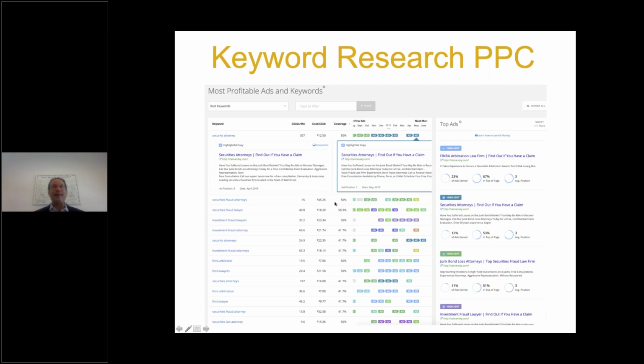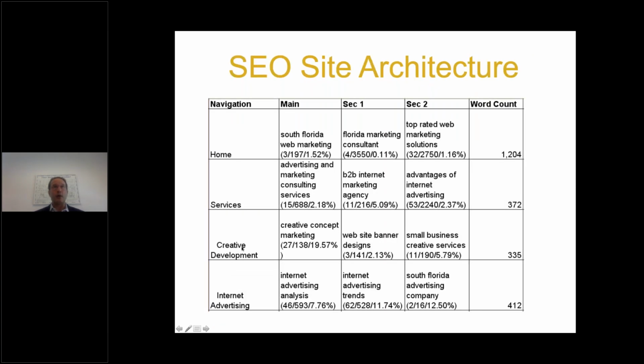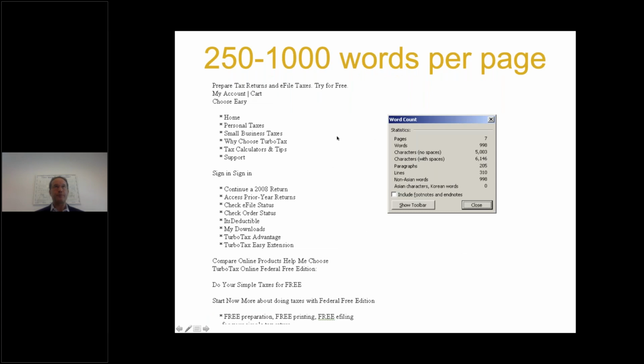And that gives us our strategy that we're going to brief our bloggers. We're going to give them a whole bunch of keyword phrases, and then we're going to write what we call an SEO Site Architecture and pick some keyword phrases we want to add to each of the pages on our website.